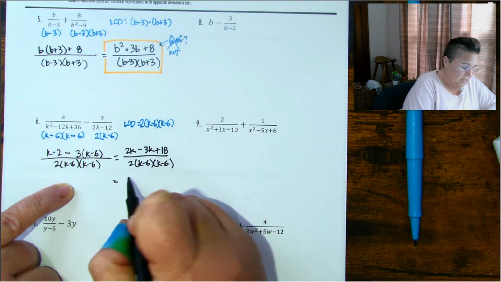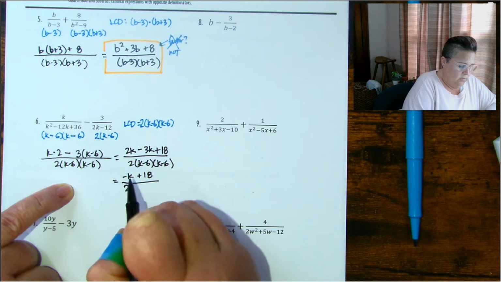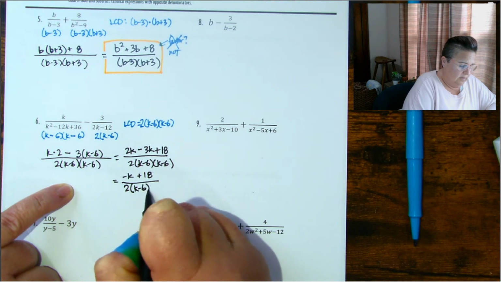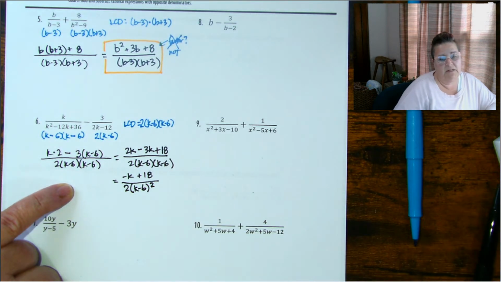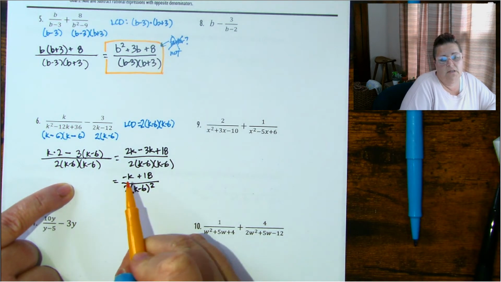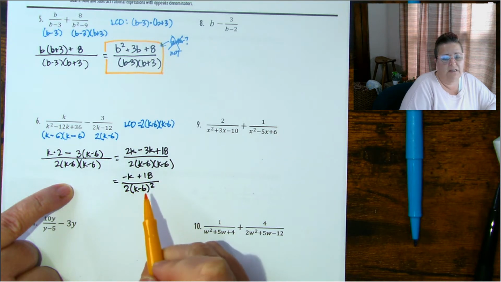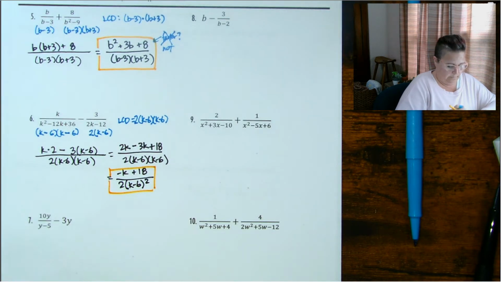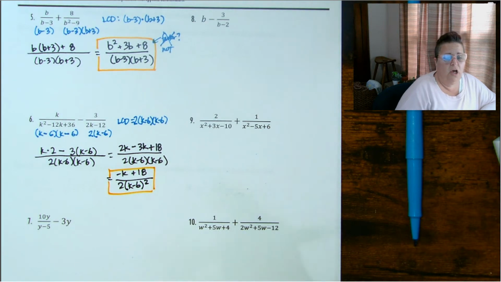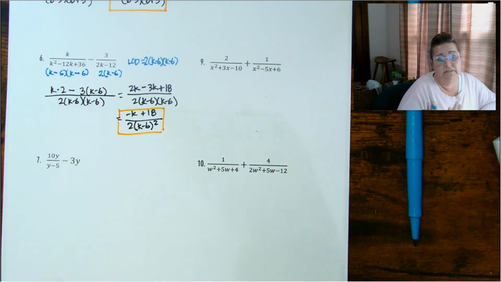2k minus 3k is a negative k plus 18 over 2 k minus 6 squared, because it's the same factor twice, so I can write that as k minus 6 squared. The k plus 18 is not going to cancel with the k minus 6. They have to be exactly alike to cancel. So this is it. This is as far as I can go.